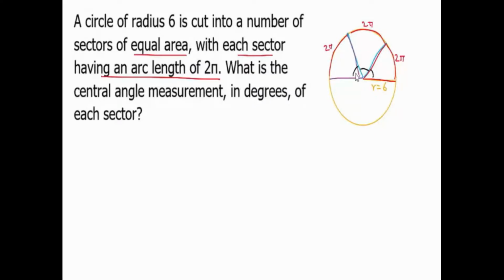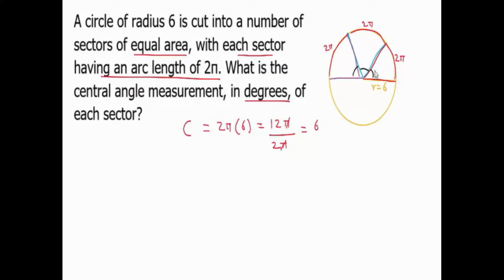And we need to find the measure of the central angle in degrees. Well, how many of these 2 pi lengths can fit into the entire circumference of the circle? Let's try and answer that question. The circumference of any circle is given as 2 pi times r. So this is going to be 2 pi times 6, which is equal to 12 pi. And each arc length being equal to 2 pi, we have 12 pi over 2 pi. You can cross out the pi's, and 12 over 2 is 6. So we have 6 such arc lengths around the circle.